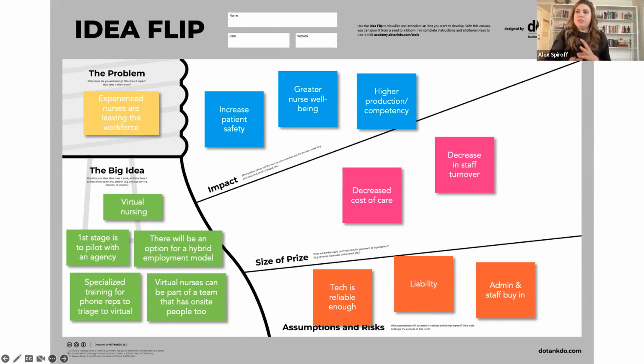So this is a great way to go through if you've already been thinking about this virtual nursing and thinking about having some kind of platform like this. This is a great way to go through and just kind of organize your thoughts around this. What is that problem? What is that big idea? What is the impact, size of prize, and assumptions and risks? Adam, anything else to add in here about how we use these kind of canvases when it comes to storytelling?